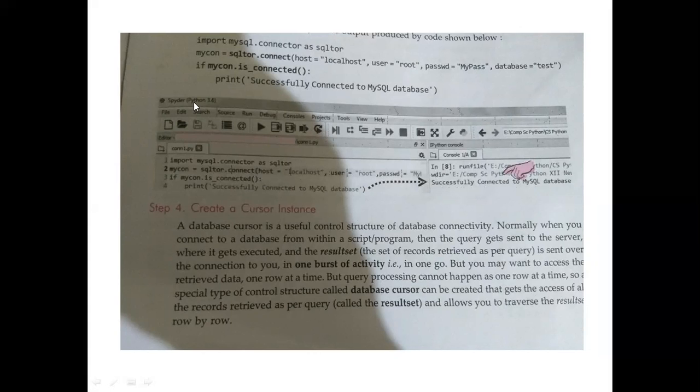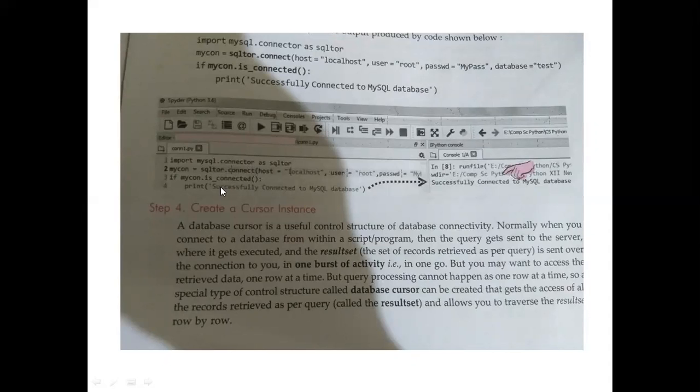This is a Python IDLE or Spyder. You have to write these four lines of code compulsorily. Import mysql.connector as sqltor, then mycon equal to sqltor.connect, where you have to give four arguments. Then if mycon.is_connected is true, then print "Successfully connected to MySQL database". So if the database is connected successfully, no error message will come, and this "Successfully connected to MySQL database" will print like this in your output screen.